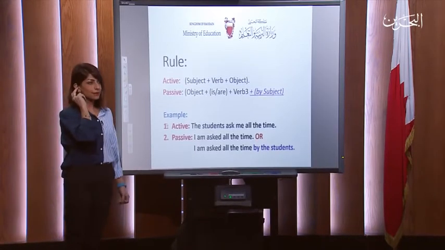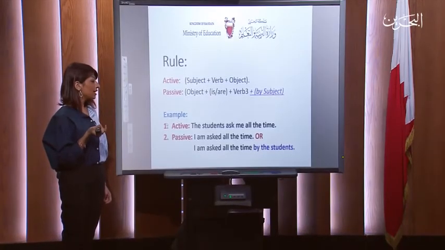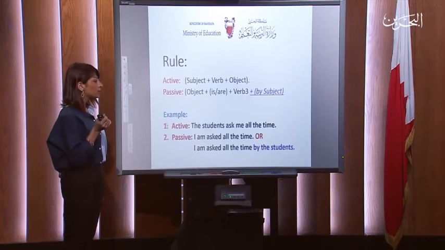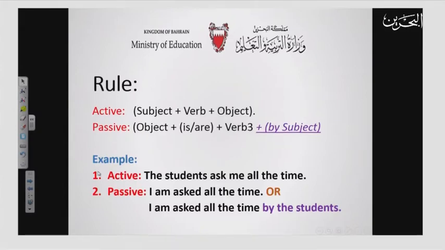Let's start with the active. The students ask me all the time. In this sentence, I have the subject, which is the students. We have the verb, which is ask, and this is how it finishes. Now, if I want to transform it into passive, I will cancel the subject. So, I am asked all the time. There is no doer, there is no subject. Or I can say, I am asked all the time by the students.